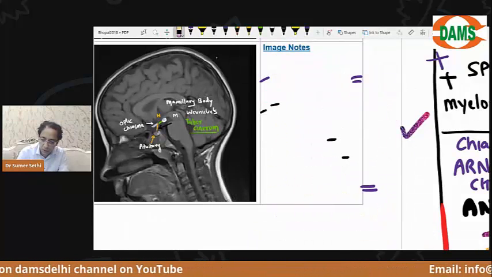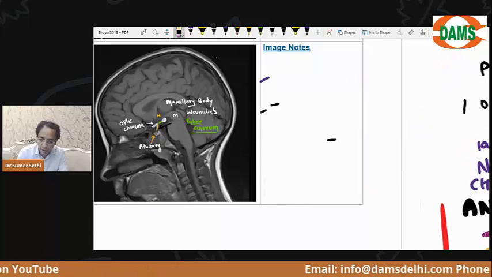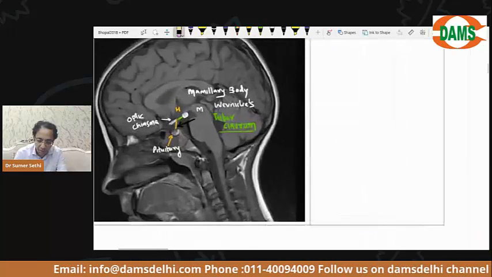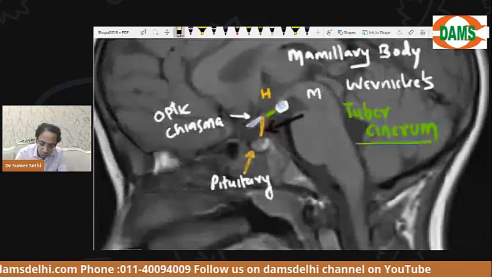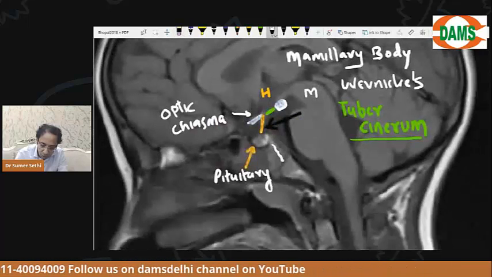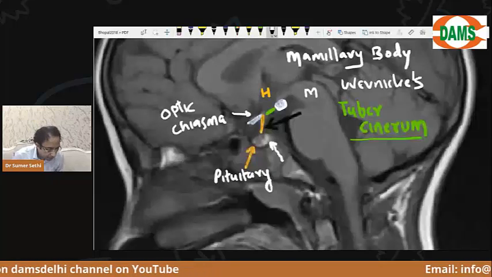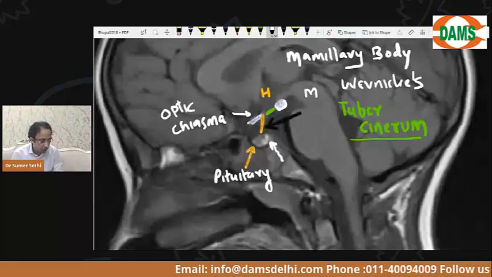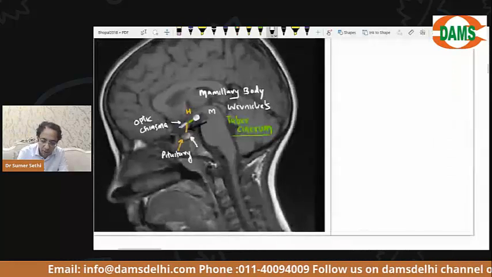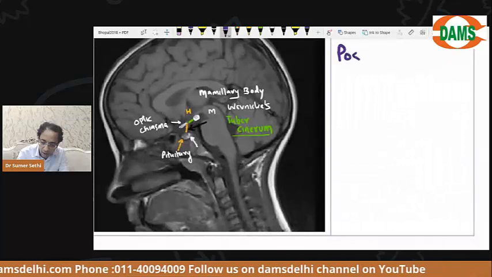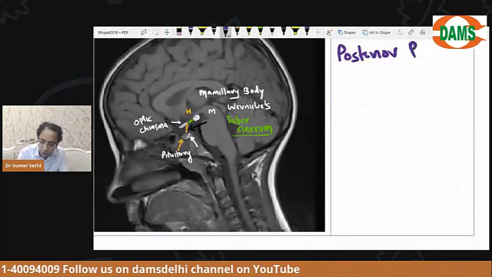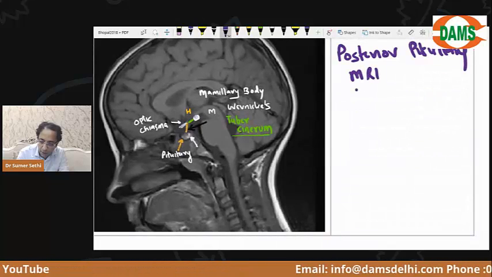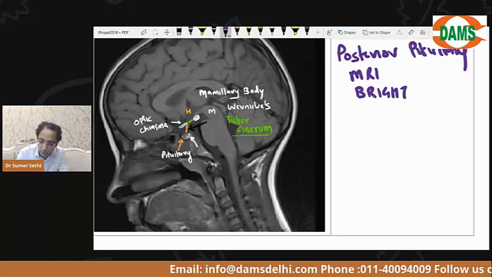Now let's understand the concepts here. I'll show you the applied anatomy here. So the pituitary has an anterior part and a posterior part. If you appreciate it on the image that I'm zooming, the posterior part of the pituitary appears brighter. So what I'm saying here is that the posterior pituitary on MRI appears as a bright spot.